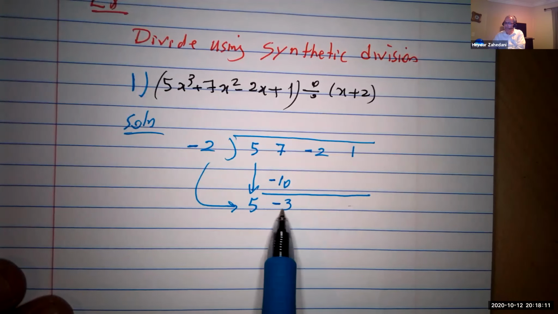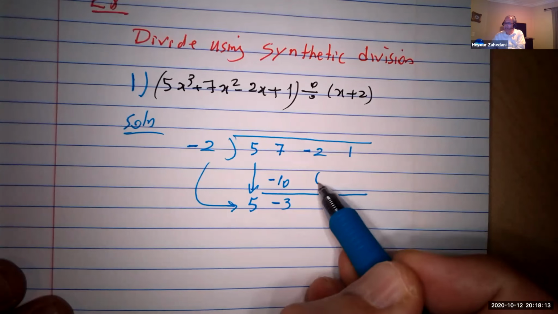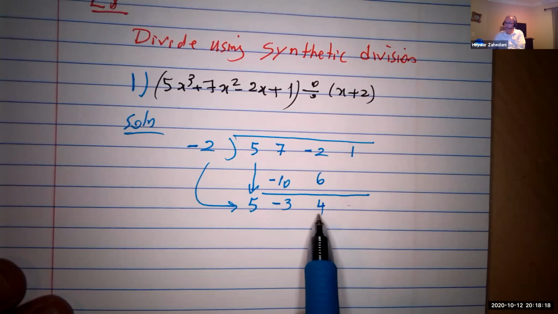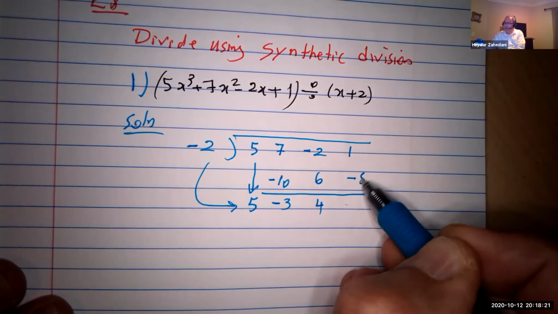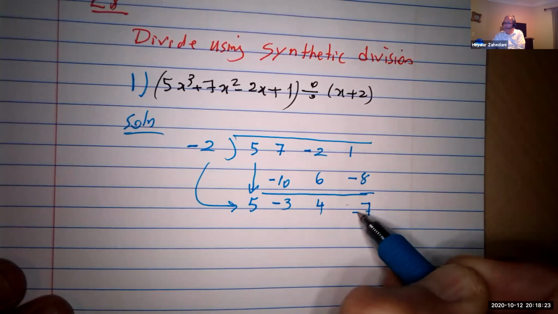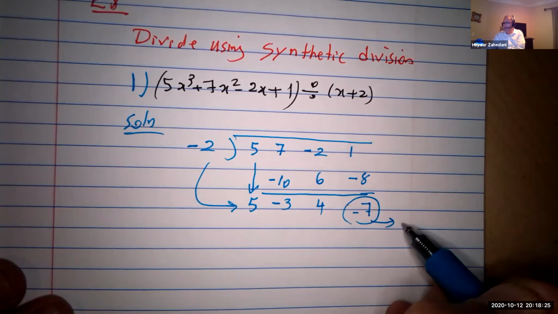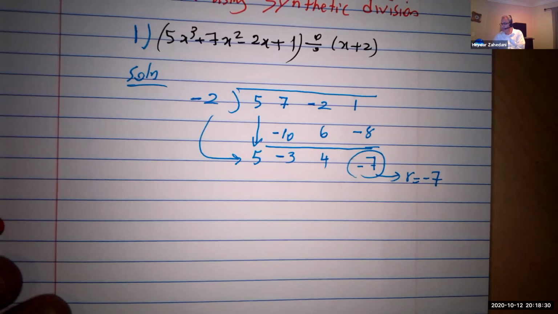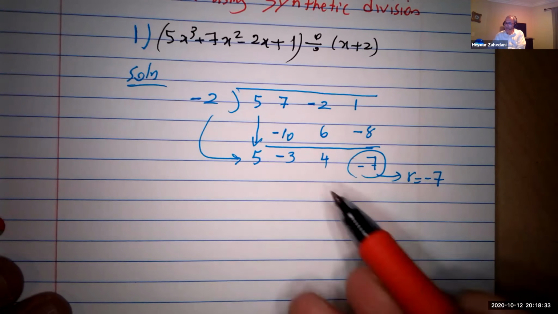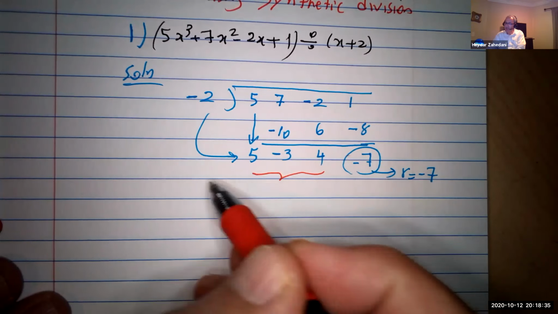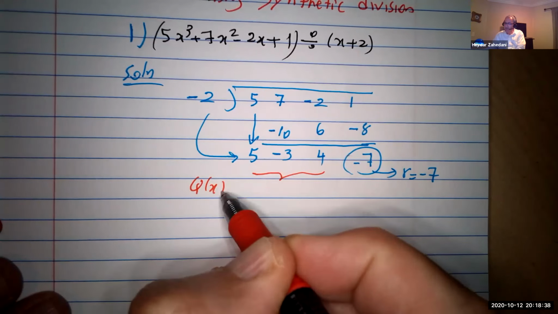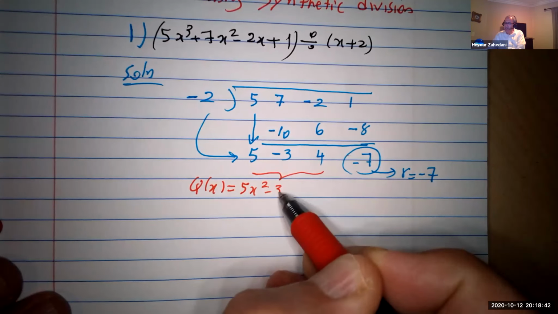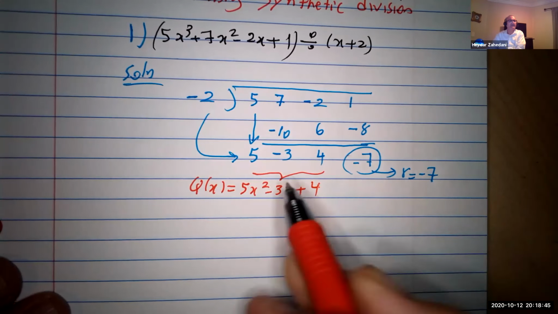Now negative 2 times negative 3 would be 6, so that gives you 4. Negative 2 times 4 would be negative 8, so that gives you negative 7. You see, this is the remainder. It's not divisible. But the quotient function, Q(x), is equal to, you start with the cube, so it's going to be a square: 5x squared minus 3x plus 4.